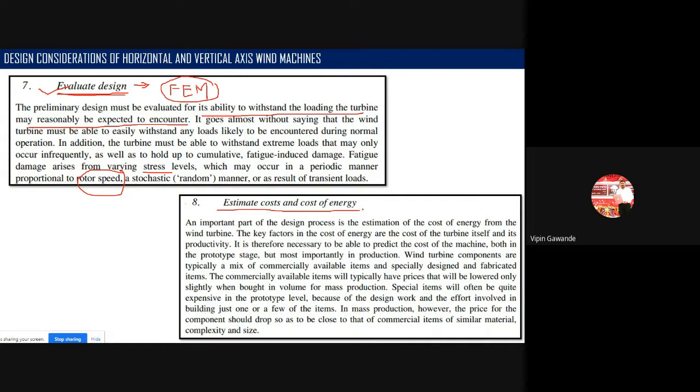Next is estimating costs and the cost of energy. We can also calculate this theoretically. By predicting the performance and getting the values of the power, the velocity and the other parameters, it is very easy to calculate the cost of the energy as well as the cost of the design. So that also we can predict.